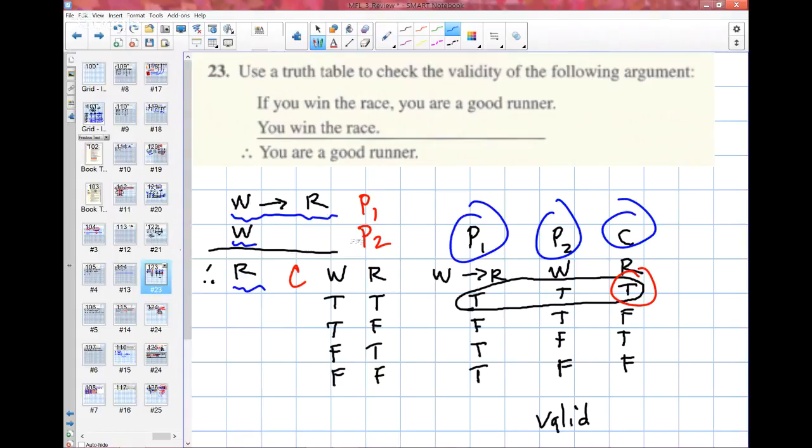So anyway, how many rows have both the premises true? And notice in this case, it's only 1. So this time there's only 1 row where both the premises are true. And I see nothing but a true conclusion. Therefore, for 23, this definitely is a valid argument. Again, you could use different letters than I did.